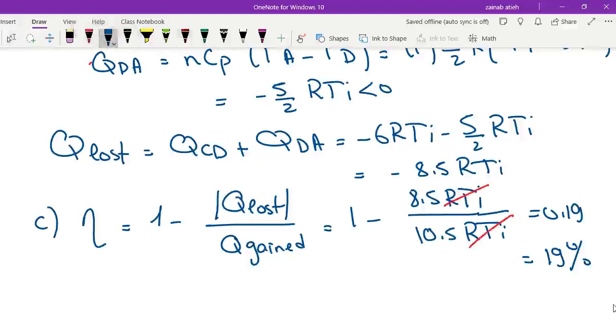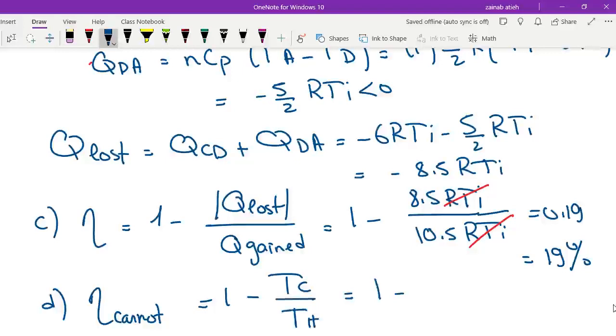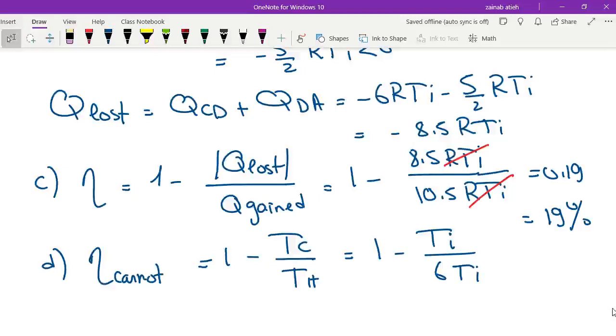Now, he asks me to compare this eta with a Carnot engine operating between extreme temperatures. So I know that the eta of a Carnot cycle is equal to 1 minus T cold over T hot, the smallest temperature and the highest temperature. The smallest temperature that appeared from A, B, C, and D was T initial, over T hot. The largest temperature was that of C. It was 6TI, because TB was 3TI and TD was 2TI. So the temperature at C was the highest, which is 6TI. So for sure TI and TI are cancelled. We will get 0.833 and it's equal to 83.3%. Okay, so this is the efficiency of a Carnot cycle in comparison with this cycle. You can see that a Carnot cycle is more efficient.